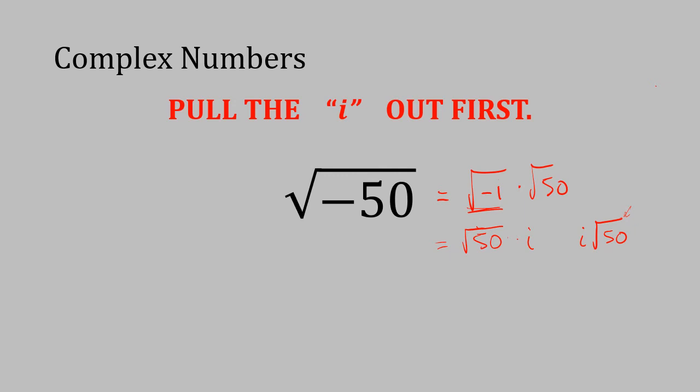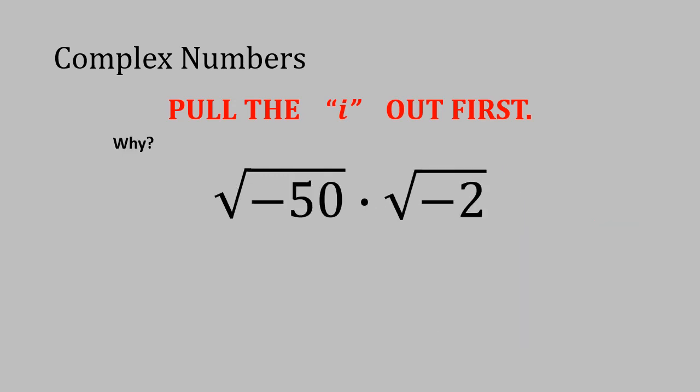So now what do we do? Well, we just deal with this square root of 50 like we normally would, which is the square root of 25 times 2, which was 5 squared, right? So this is just 5i, right? That 5 squared comes out, times the square root of 2. So that is what the square root of -50 simplifies to in simplest radical form.